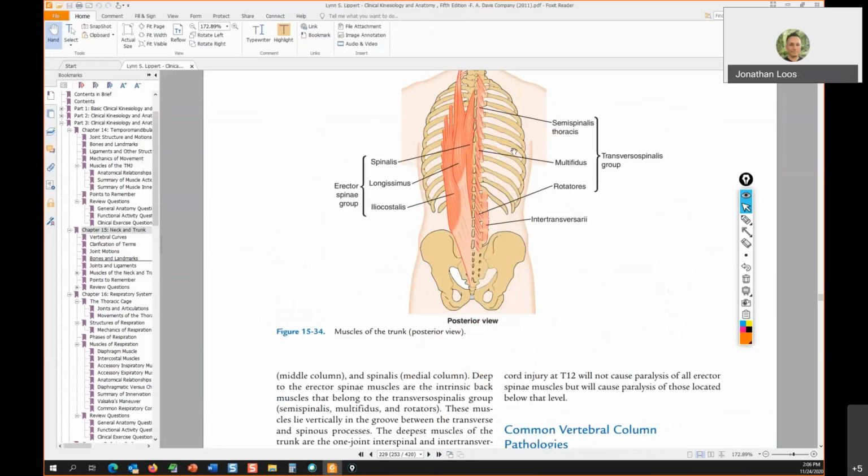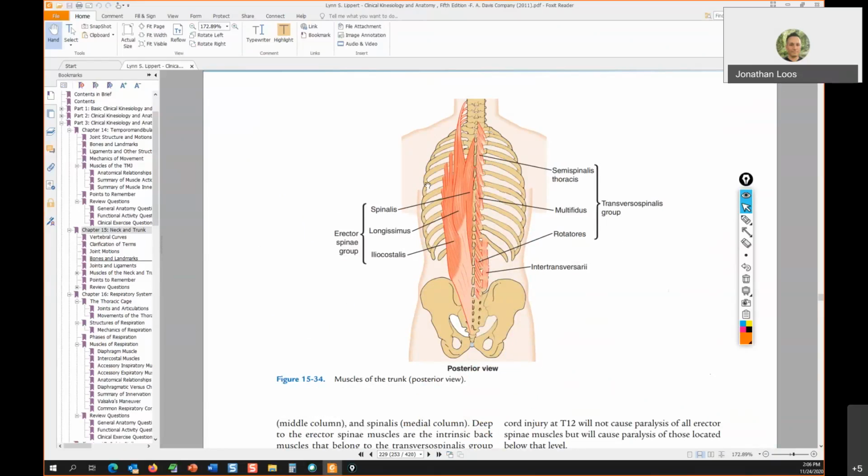Again, the only difference here in terms of function is that this one does ipsilateral rotation, so same side. This does contralateral rotation. So what you see here, left erector spinae and right multifidus, if both of these groups contracted together, you would get left trunk rotation and extension.